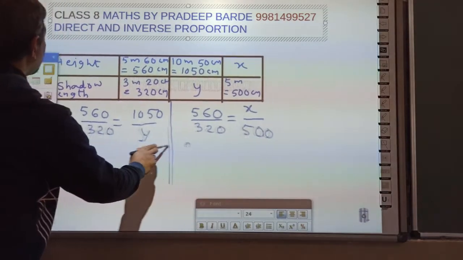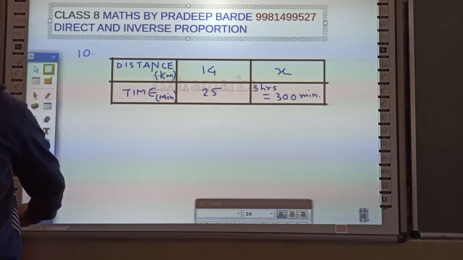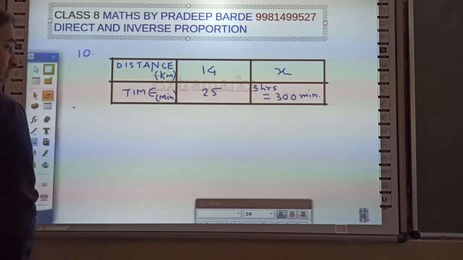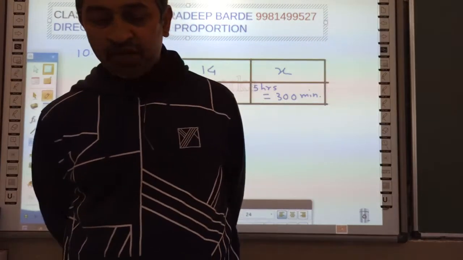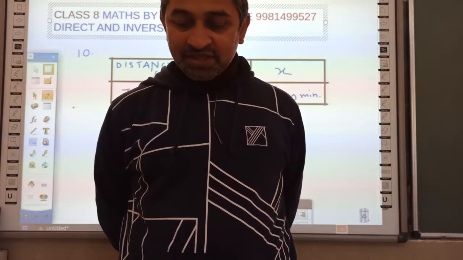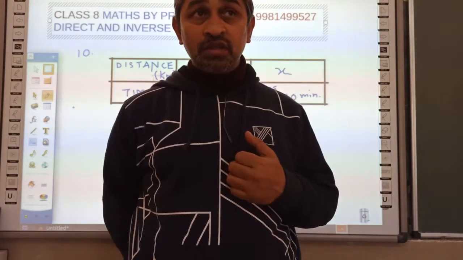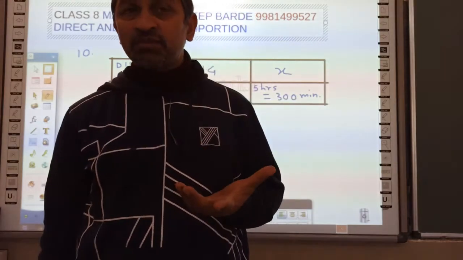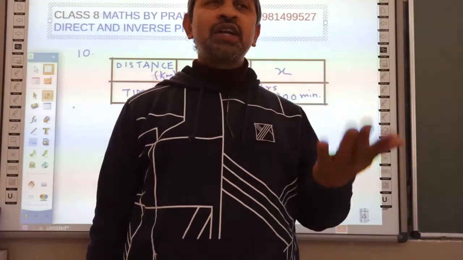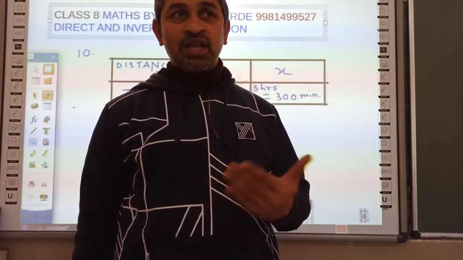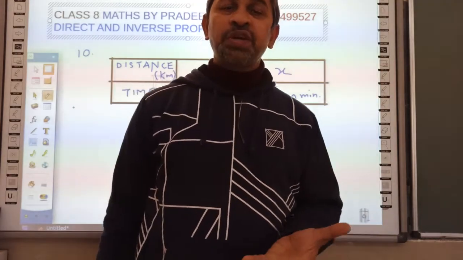So solution you do yourself. Next is question number 10. I am reading it out for you. A loaded truck travels 14 kilometers in 25 minutes. If the speed remains the same, how long can it travel in 5 hours? It's obvious when it is moving with the same speed, if it travels for the longer time, it will travel longer distance. Zyada time, zyada distance. Kam time, kam distance. When the speed remains same.